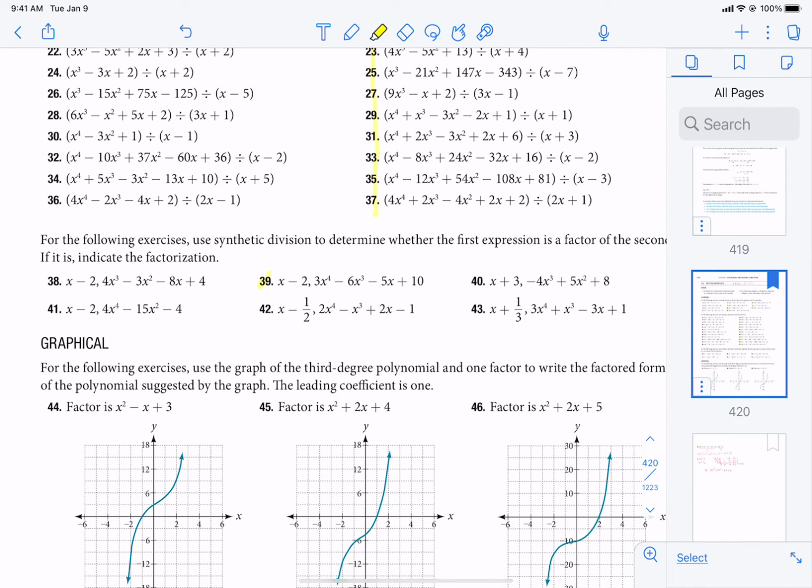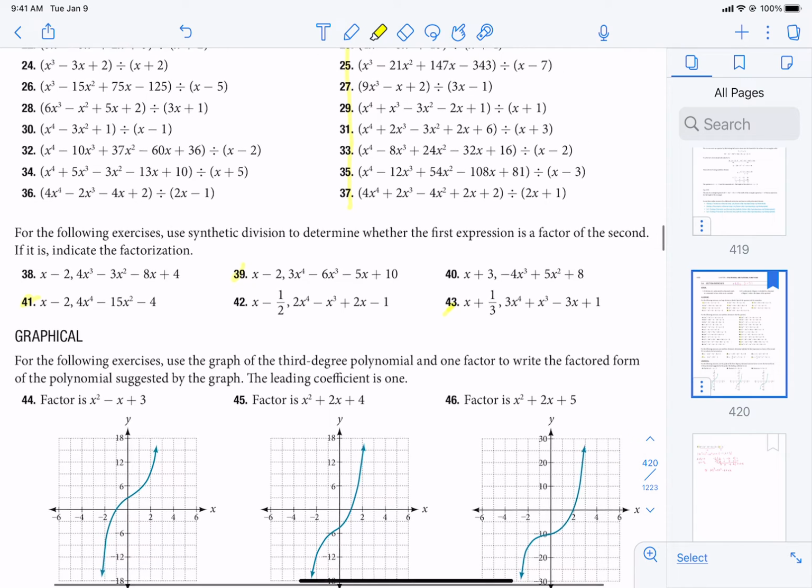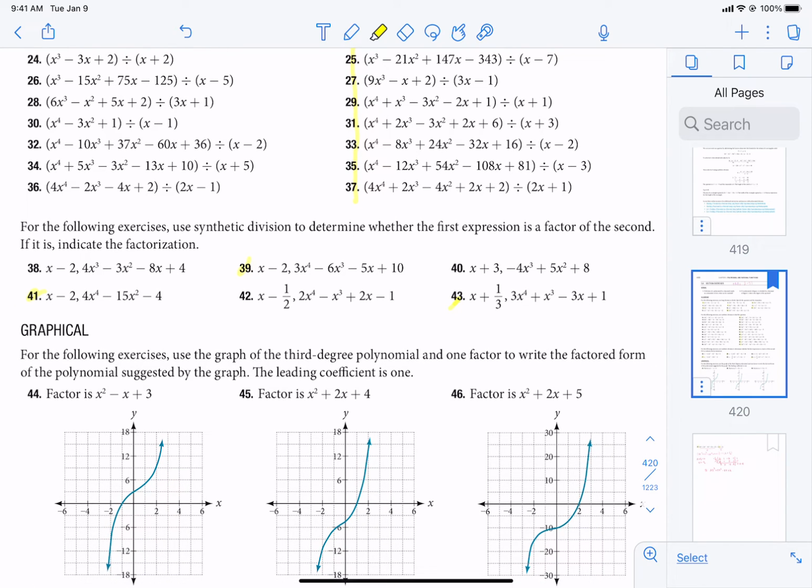Let's read those instructions. It says, use synthetic division to determine whether the first expression is a factor of the second. If it is, indicate the factorization. So what we're going to do is, for 39, 41, and 43, we're going to do synthetic division, and if we get a zero remainder, we're going to try to factor it as far as we can. That's the only thing it says.